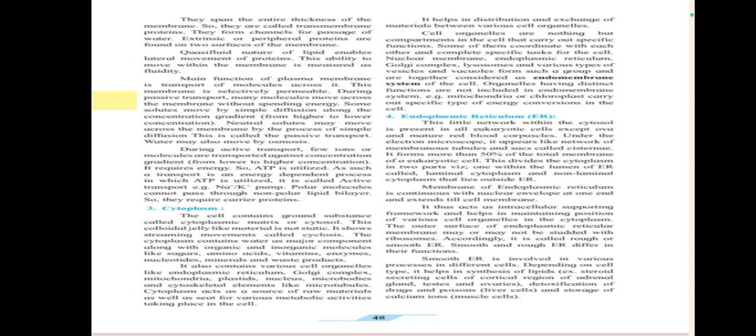Cytoplasm. The cell contains ground substance called cytoplasmic matrix or cytosol. This colloidal jelly-like material is not static. It shows swimming movements called cyclosis. It contains organic and inorganic molecules like sugars, amino acids, vitamins, enzymes, nucleotides, minerals, and waste products. It also contains various cell organelles like endoplasmic reticulum, Golgi complex, mitochondria, plastids, nucleus, microbodies.